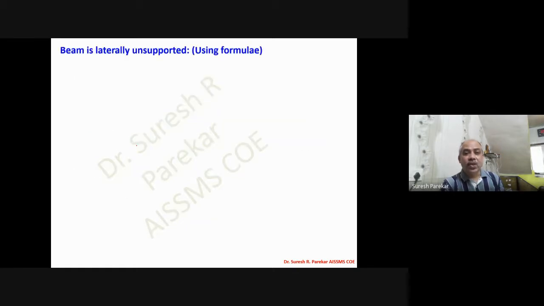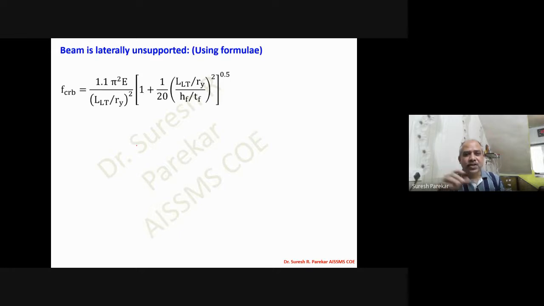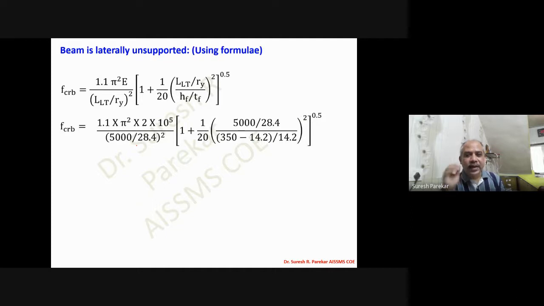Now if I go using the formula, we have this formula for FCRB. So E we know, then LLT we have, that is the effective span. RY we know, HF we know; HF is the center to center distance between the flanges. And then TF we know, so we can put in the values. Here we have to keep in mind that it is the center to center distance between the flanges.